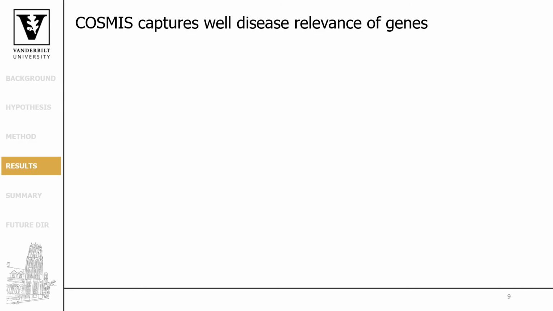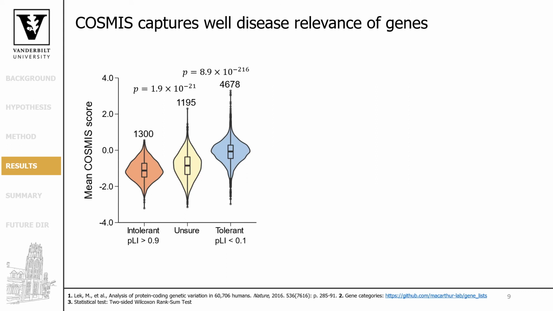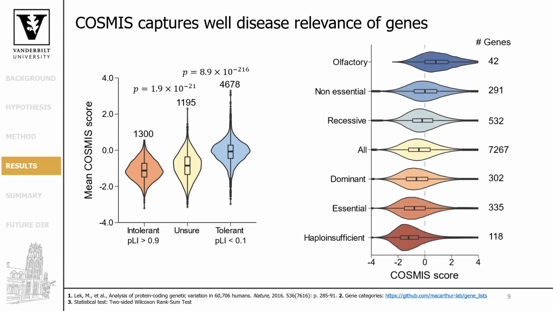Since the PLI score is one of the most used metrics for determining the disease relevance of genes, we looked at the distribution of COSMIS scores for genes in different PLI categories. We found that on average, genes considered intolerant by PLI have a significantly more constrained average COSMIS score than those considered tolerant. We also looked at the COSMIS score distributions across various gene classes.